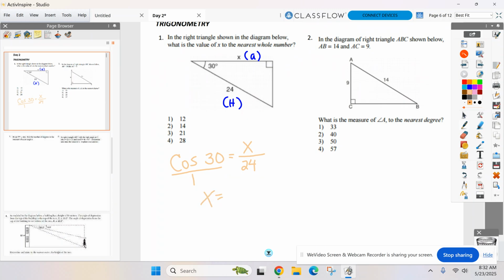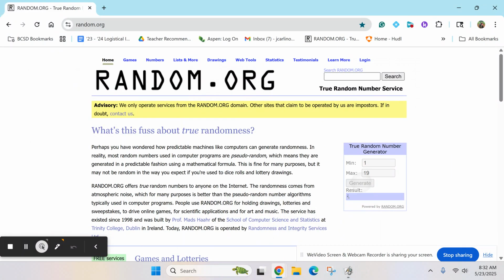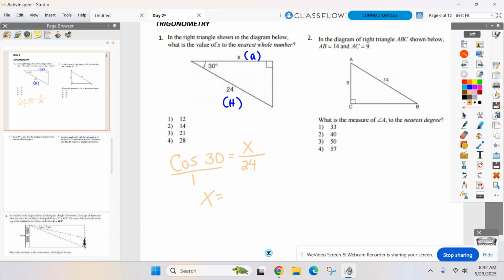Cross multiply, we're rounding to the nearest whole number here. Nearest whole number. Raise your hand when you have it, nearest whole number.